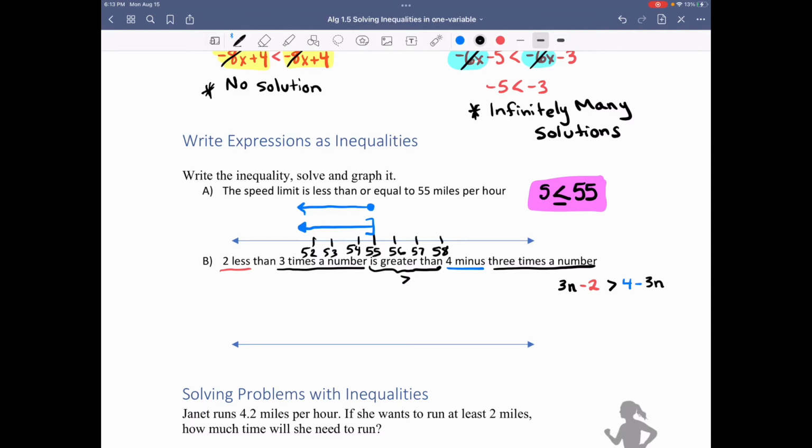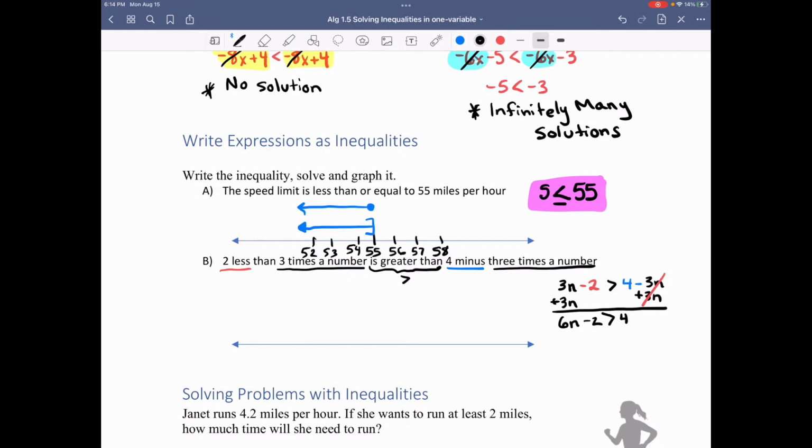Now we need to solve it. We have variables on both sides. So I'm going to bring the minus 3n to the other side by adding it. The minus and the positive cancel, but the two positives, 3n plus 3n, becomes 6n. Bring down the minus 2, bring down the greater than, bring down 4.